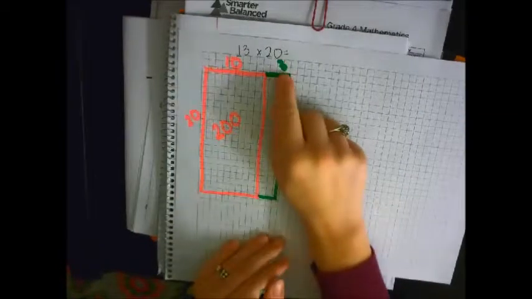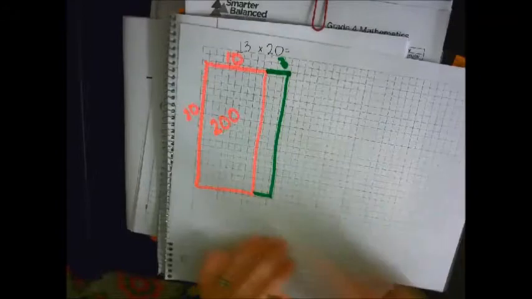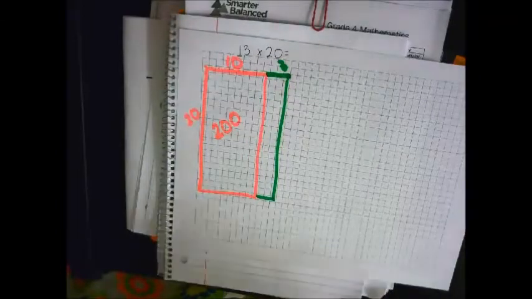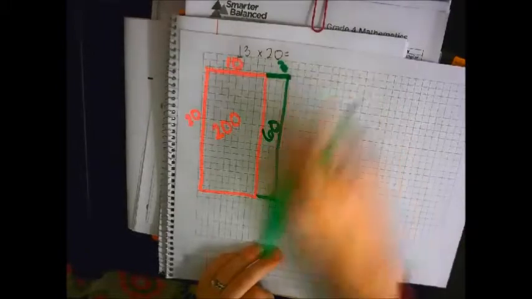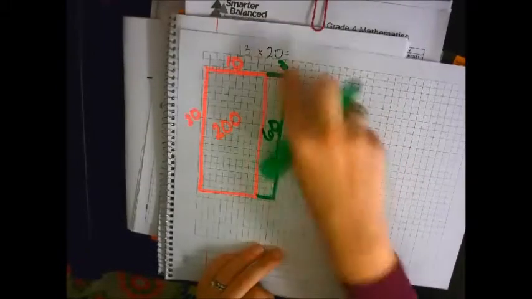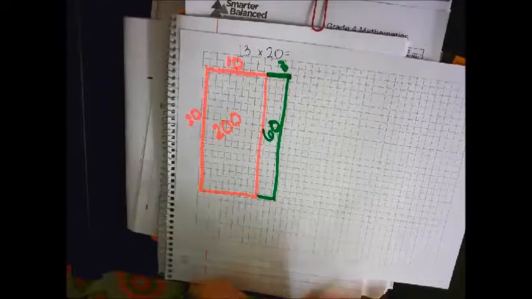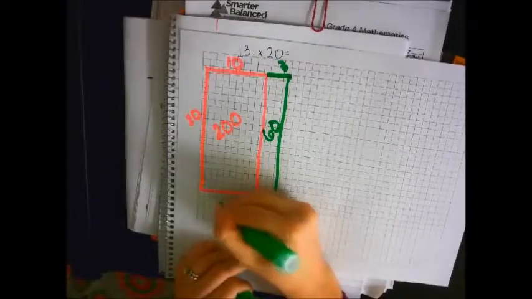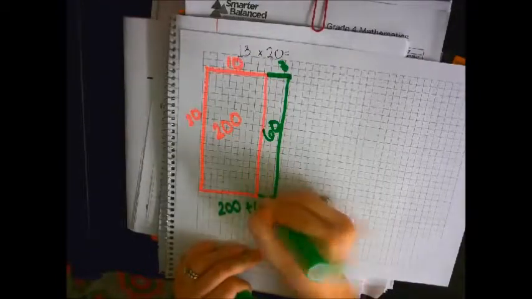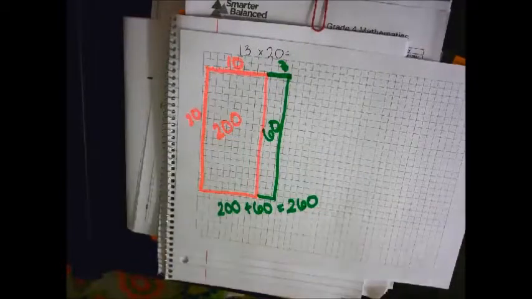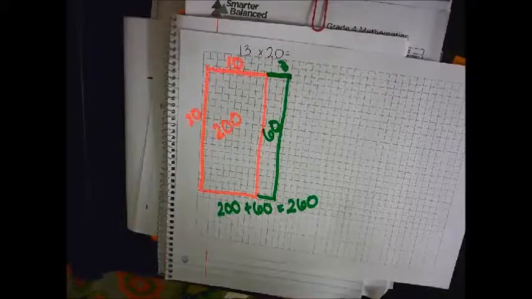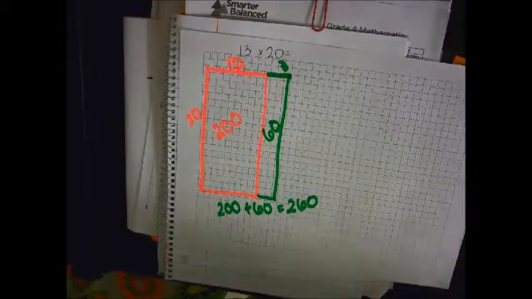Then I come over to my 1s, 3 times 20. Well, 3 times 2 is 6. And add my zeros, 60. So my partial product, when I multiply my 1s, is 60. And then I just add it up. 200 plus 60 equals 260. And that is how you can model two-digit numbers times a multiple of 10 using arrays or graphs.